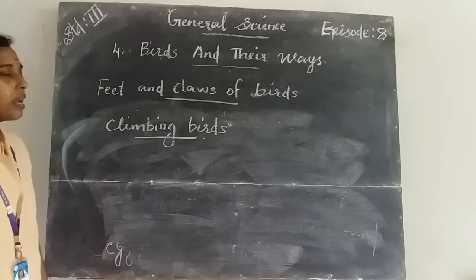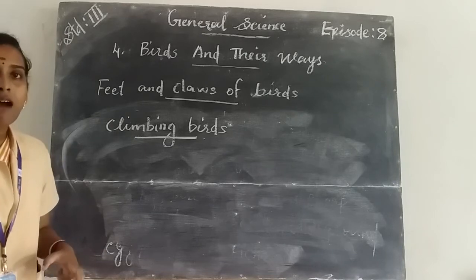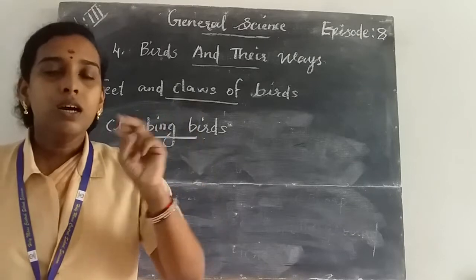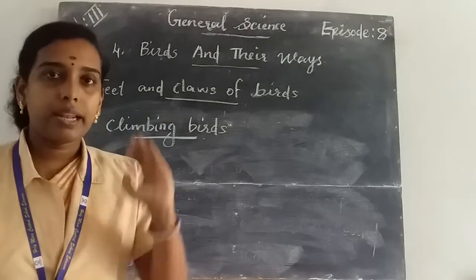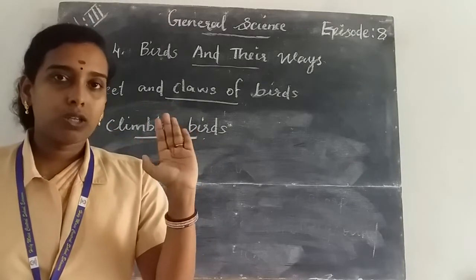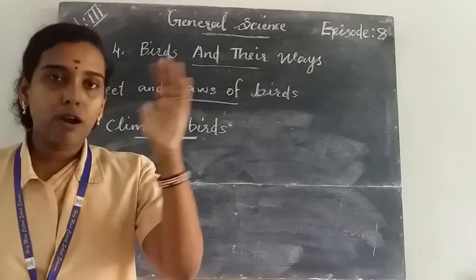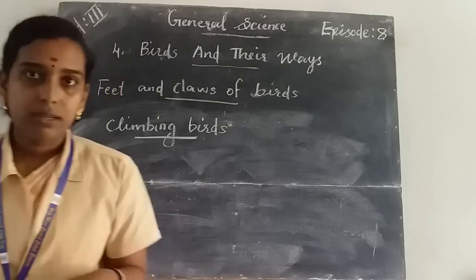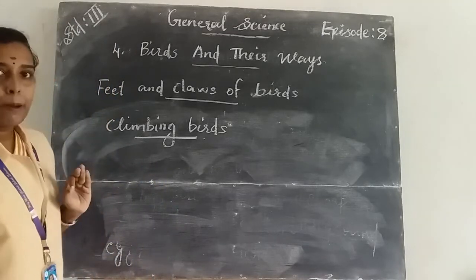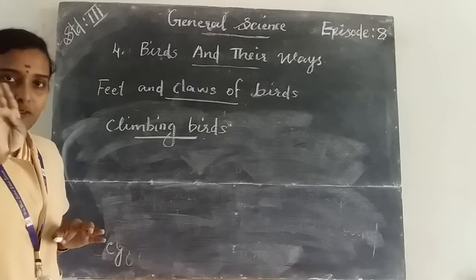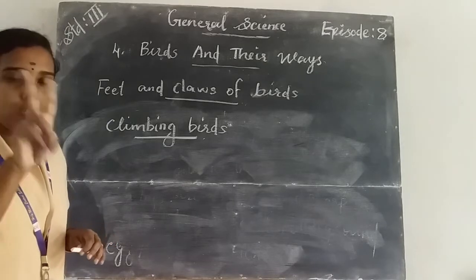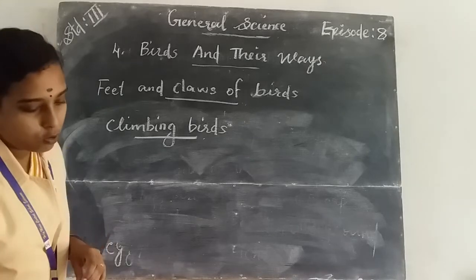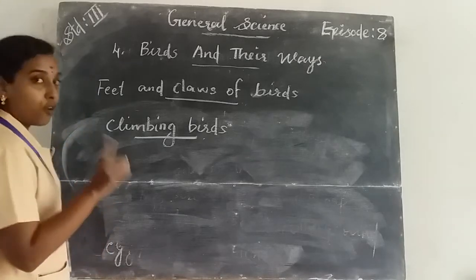Parrot and woodpecker are examples of climbing birds because they have four toes on each foot, two toes in the upward direction and two toes in the downward direction, and those types of toes help them to climb or cling on a tree, and such types of birds are called climbing birds. Okay, so climbing birds also have four toes and they have two toes pointing upward and two toes pointing downwards.